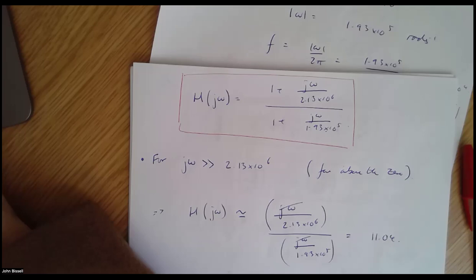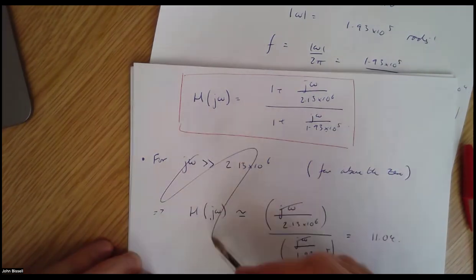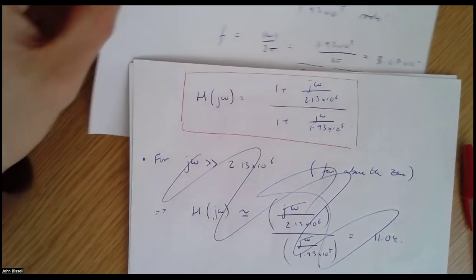Is it 1.93 times 10 to the power of 5 divided by 2.13 times 10 to the power of 6? Yes, it is. Sorry. Oh, hang on a minute. We need to compute the gain. We're not interested in the frequency response. We're interested in the gain, first of all.